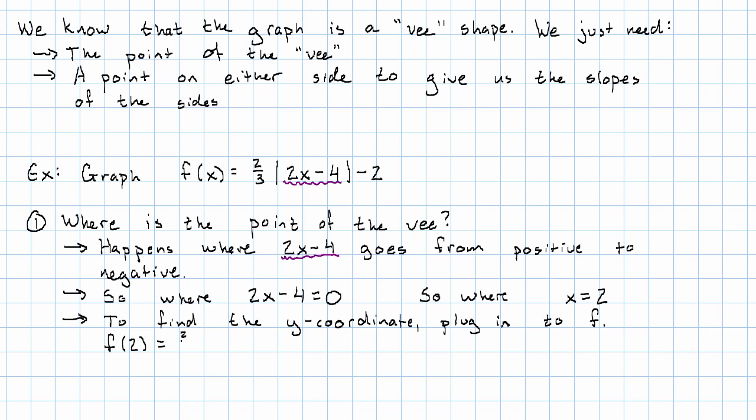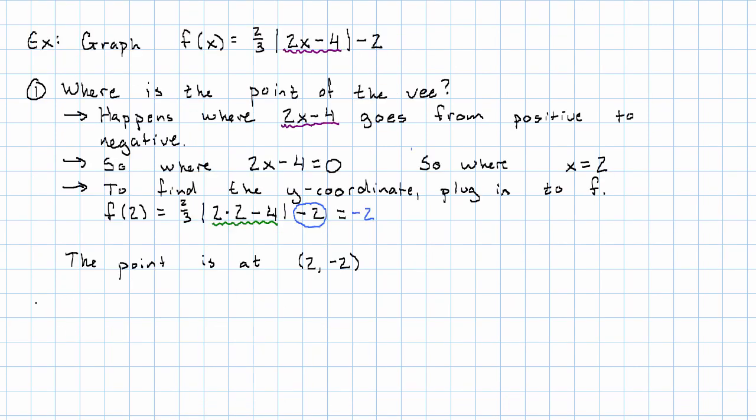f of 2 equals 2/3 absolute value 2 times 2 minus 4, minus 2. And of course we chose that number 2 in order to make this part 0. 2/3 times 0, that's just 0. So we just get this negative 2. In this example, the point of our V is at the point 2 comma negative 2.